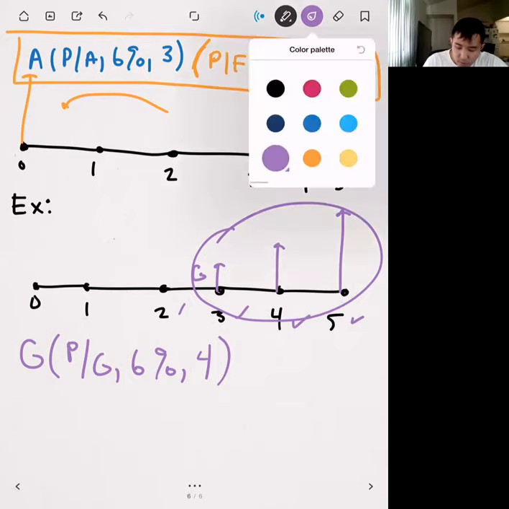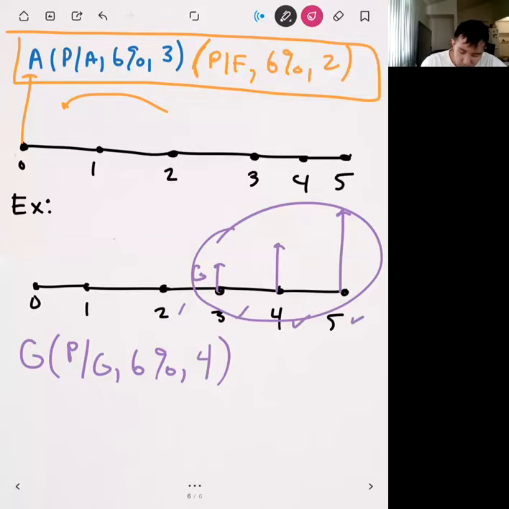And then what that'll do is that it'll take that arithmetic gradient and transform it into a single sum on the standard form of where it would be created. Okay? And since this starts in year 3, applying this P over G factor would transform it into a single sum on year 1. Okay?